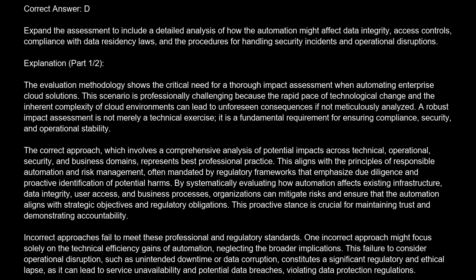Incorrect approaches fail to meet these professional and regulatory standards. One incorrect approach might focus solely on the technical efficiency gains of automation, neglecting the broader implications. This failure to consider operational disruption, such as unintended downtime or data corruption, constitutes a significant regulatory and ethical lapse, as it can lead to service unavailability and potential data breaches, violating data protection regulations.